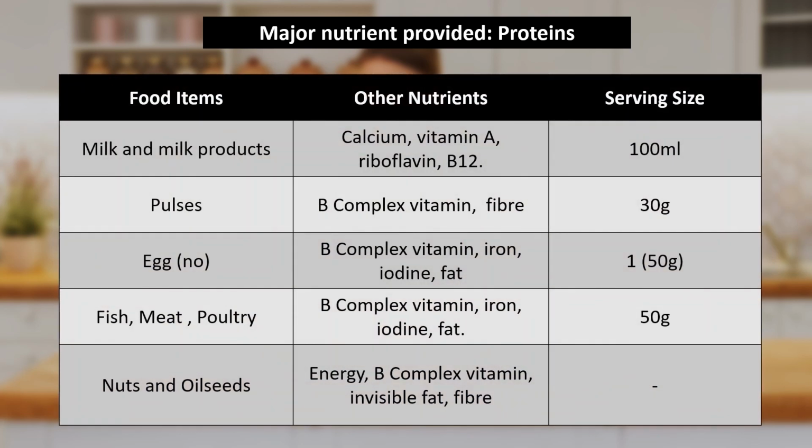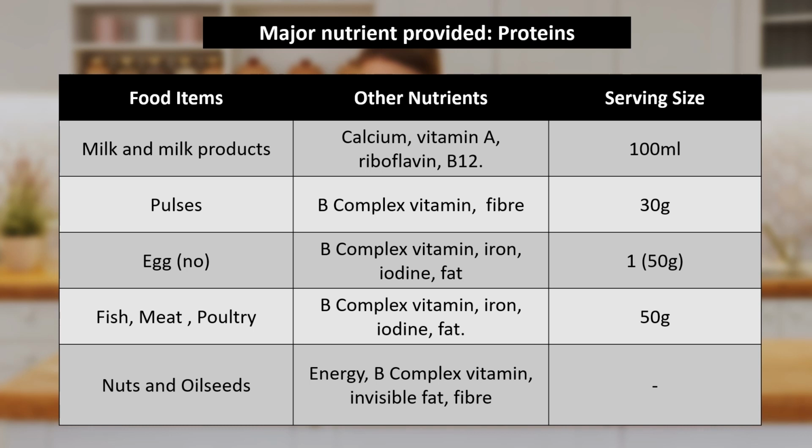Therefore, we tend to group different food categories under this food group. Milk and milk products we know are rich in protein. They also provide calcium, vitamin A, riboflavin, and we take one serving size as 100 ml. Pulses, all dals you will see in a while, all provide us protein, some B complex and also fiber, and we take one serving size as 30 gram. So maybe one katori of cooked dal would be one exchange.